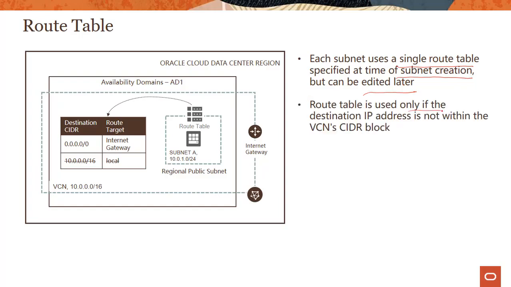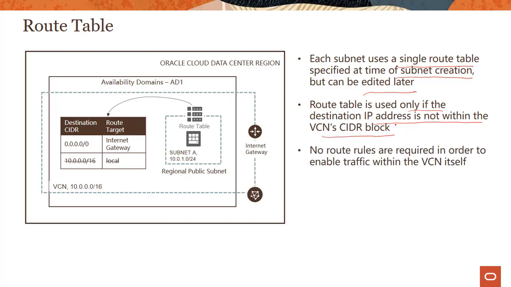The route table is used only if the destination IP address is not within the VCN's CIDR block. So what that means is you don't require any route rules in order to enable traffic within the VCN itself. As you can see here in this particular graphic, there is no local rule required here for routing traffic within the VCN itself. It's actually done implicitly. You really don't need to write a rule like that.